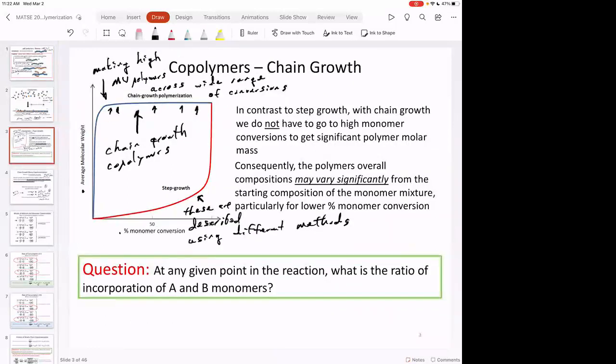And again, we're talking about chain growth, and so we're talking about making high molecular weight polymer over all or a large range of monomer conversion. And so this is going to get confusing because we're going to talk about mole fractions of A versus mole fractions of B. We're going to talk about monomer conversion, and we're going to talk about molecular weight and composition of the polymer. So you really want to pay attention to what's the x-axis, what's the y-axis, and what are we talking about? Otherwise, you're going to be drawing plots and trying to remember those shapes and not really getting the right answer. So this is going to be important to pay attention to, especially when we get to the end of this lecture.